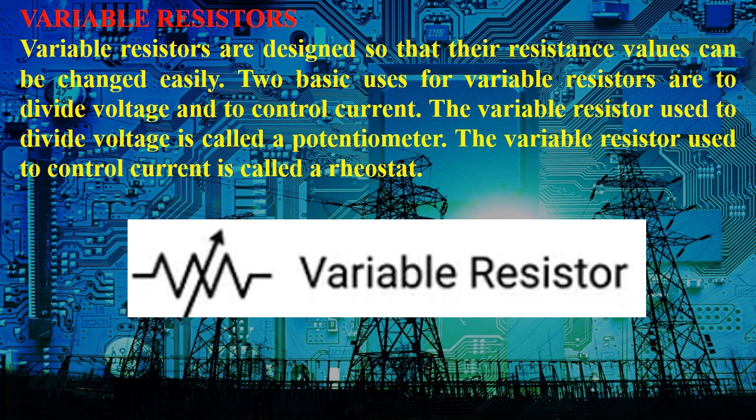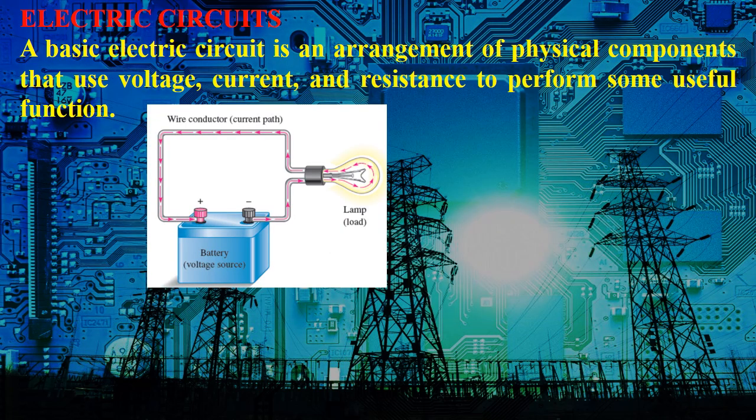Okay, variable resistors are designed so that their resistance value can be changed easily. Two basic uses for variable resistors are to divide voltage and current, and to control current in a circuit. The variable resistor used to divide voltage is called a potentiometer. The variable resistor used to control current is called a rheostat. So the symbol of a variable resistor is down there: a resistor with an arrow crossing the symbol of the resistor is a variable resistor.